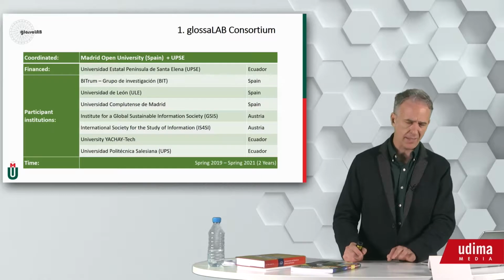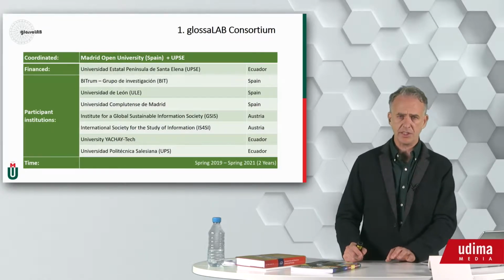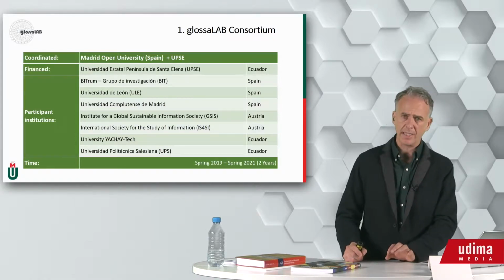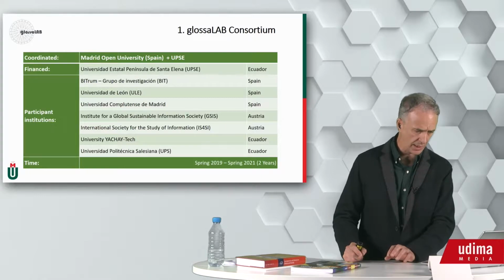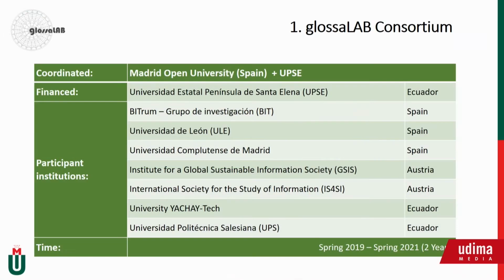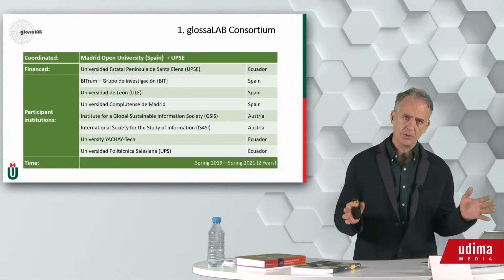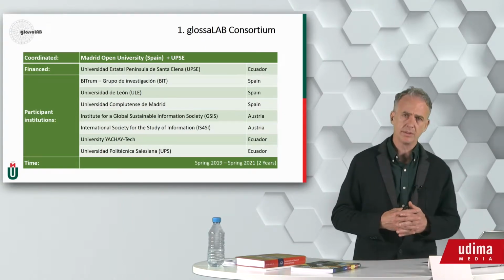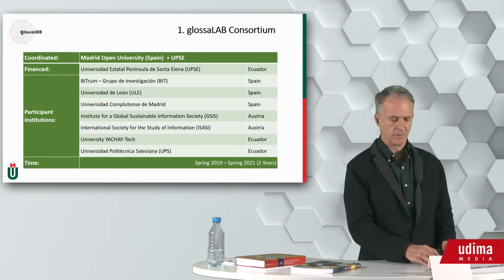And then the Institute for a Global Sustainable Information Society, GSIS, in Austria. The International Society for the Study of Information, also with headquarters in Vienna, Austria. Then two other universities located in Ecuador, the University of Yachay Tech and the Universidad Politécnica Salesiana. The time span of the project will be from spring 2019, so from now, until spring 2021. So that is 2 years of development, 24 months.